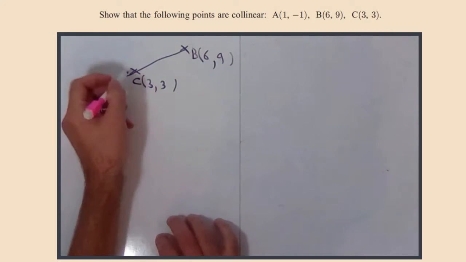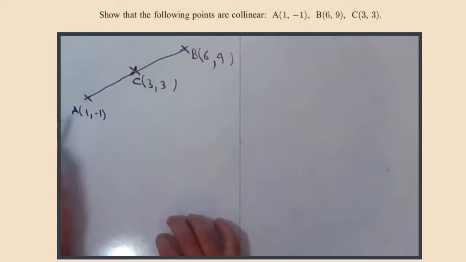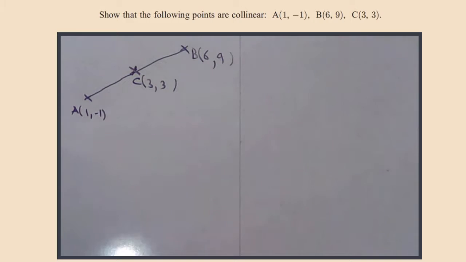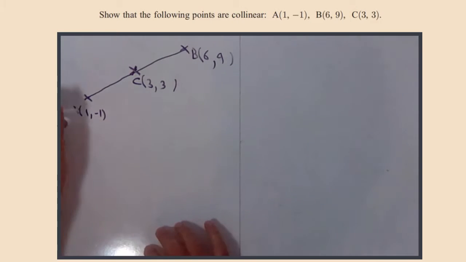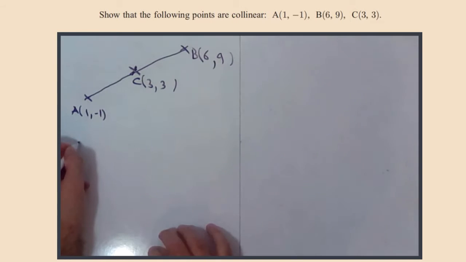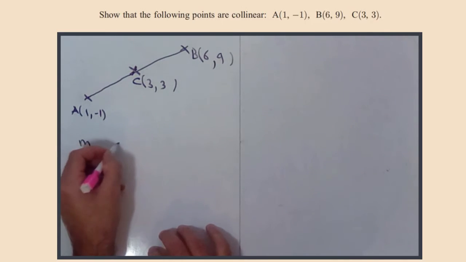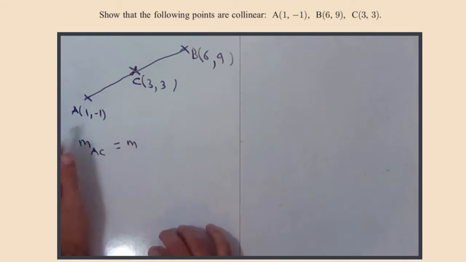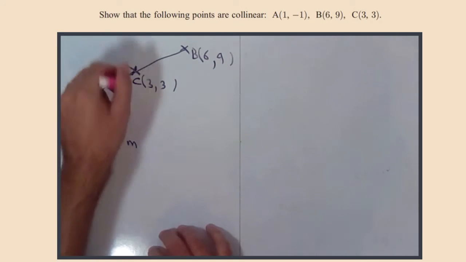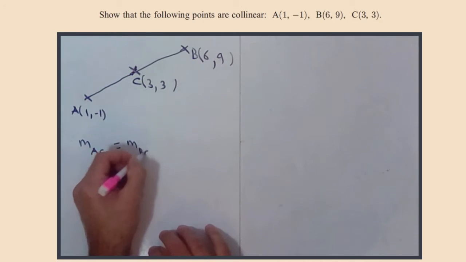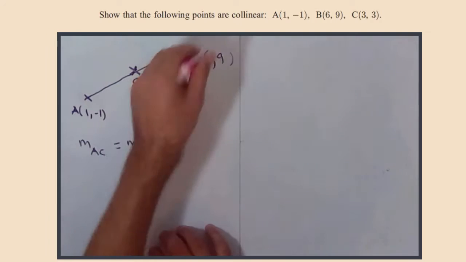So for these to be collinear, the gradients between any 2 points need to be equal. So basically the gradient, I'm going to call gradient M. M of AC would be equal to M of BC, which should also be equal to M of AB.